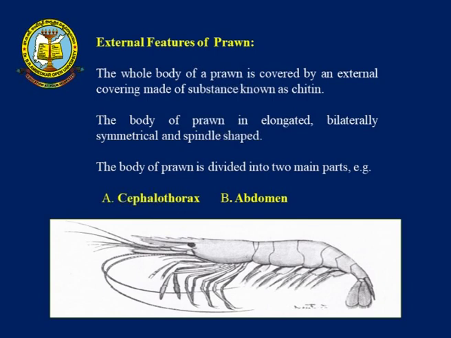External features: the whole body of the prawn is covered by an external covering called chitin. The chitin protects them from different harsh environments. The body of the prawn is elongated, with bilateral symmetry, that is, when you cut the animal into 2 halves, you get 2 equal halves, and it is spindle shaped. The body is divided into 2 main parts, the cephalothoracic region and the abdominal region.